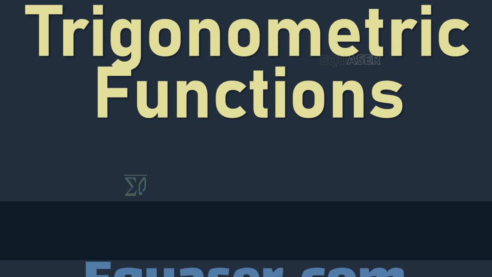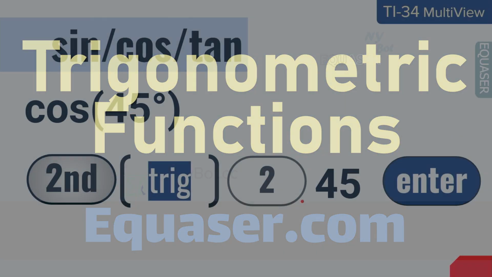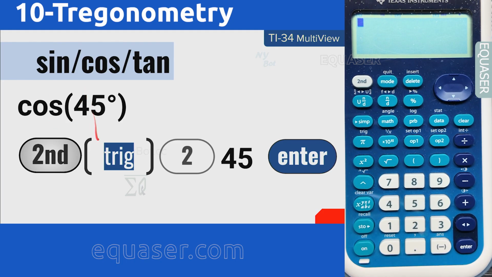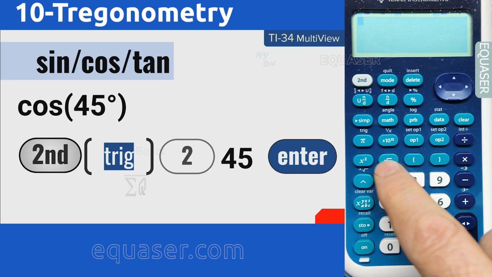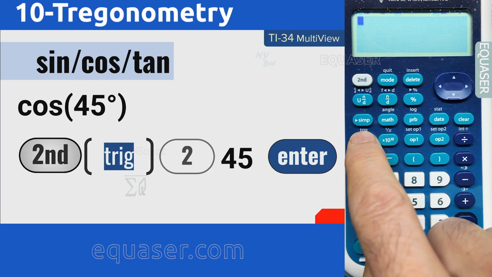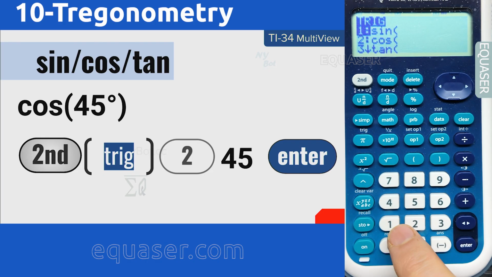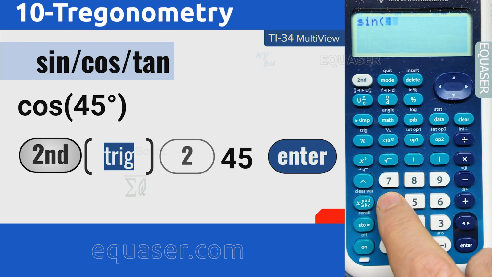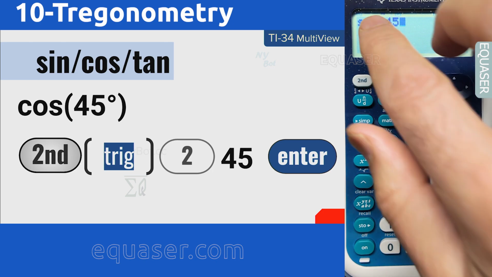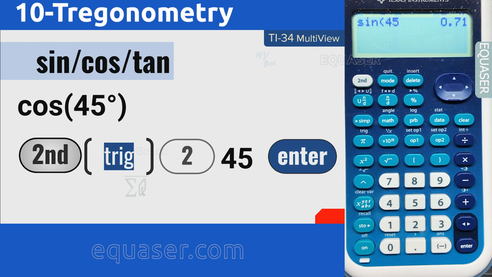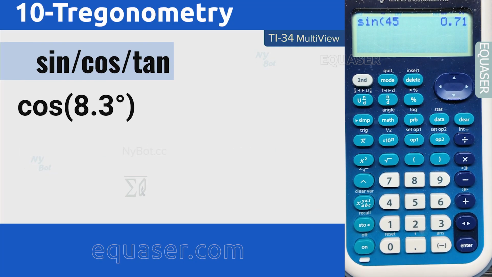Now let's have a look at the trigonometric functions of this calculator. If you want to do sine of 45, to do that we press second function and trig. Trig is the second function of pi. Now we can select sine and then 45. You don't need to enter the degree because it's already in degrees. So we got 0.71.